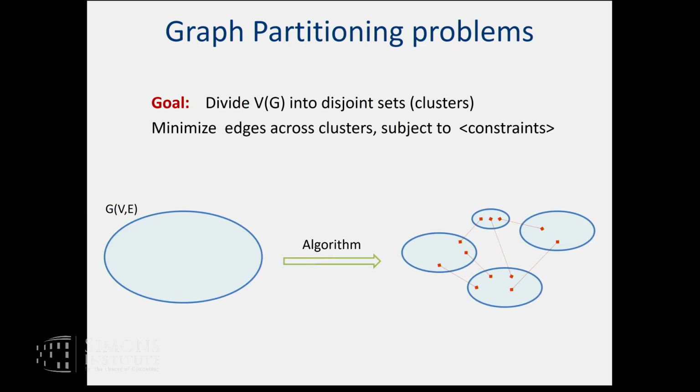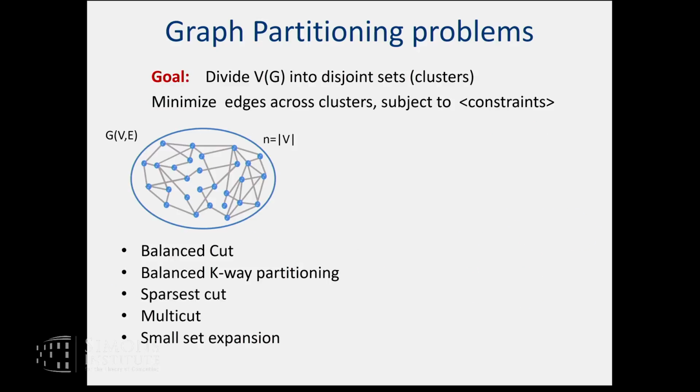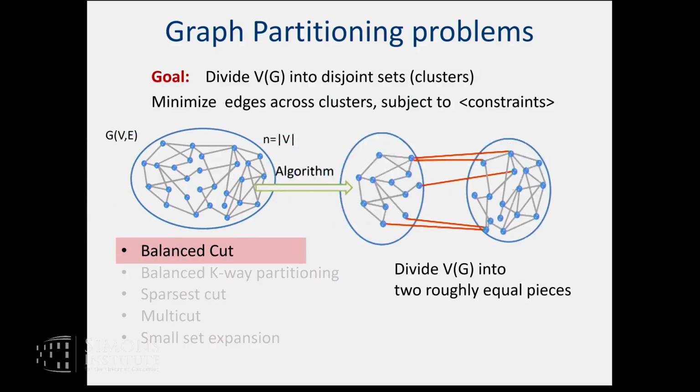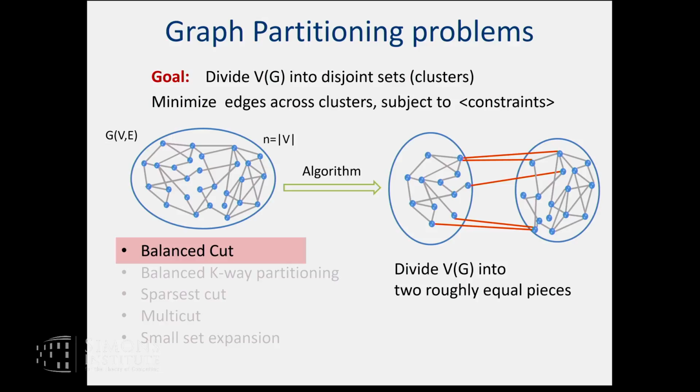Let me start out by defining the class of graph partitioning problems, just so that we are all on the same page. In graph partitioning, you're given a graph with edges and vertices, and the goal is to divide the graph into a bunch of disjoint clusters, subject to some constraints which are problem specific. For instance, in balanced cut, you're given this graph, and the goal is to split the graph into two equal parts, or two roughly equal parts, so that you minimize the number of edges that go between these two parts. Or for balanced k-way partitioning, you want to split the graph into k roughly equal pieces, so that you minimize the number of edges that go between the different clusters, and so on.